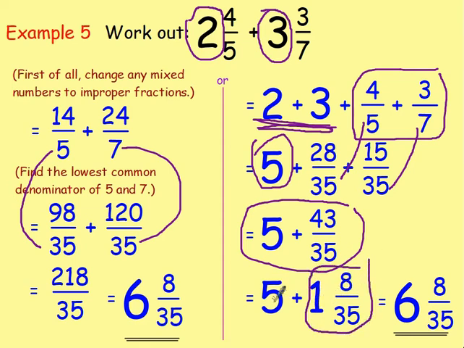And you know from there, you've got 5 wholes, and you're adding in another 1 whole. So how many wholes have you got? Well, you've got 6. So you've got 5 whole parts, another 1 whole part, which is 6 whole parts. So there's 2 methods for doing that. Pick whichever method you like.